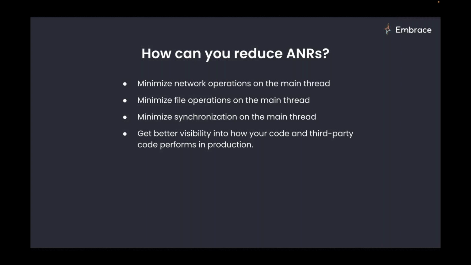You can also try and minimize the amount of synchronization which you need to do on the main thread with other threads. So if you're waiting on some data, which is fetched in some complicated class, which takes 100 milliseconds or so to run, then you might want to think about some sort of fallback UI or something like that, rather than having to block the thread. And you can also try and reduce your ANRs by just getting better visibility into how your code is actually performing in production.